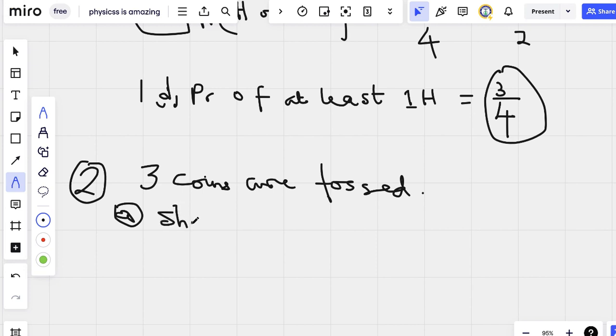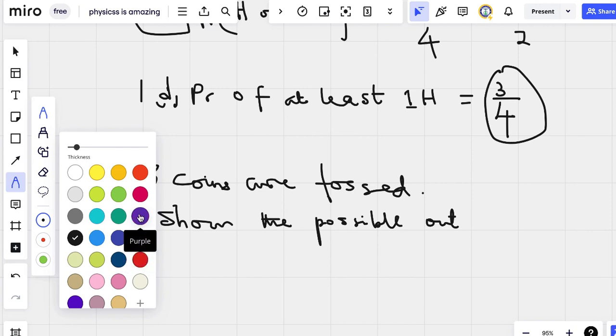But before we use the tree diagram, show the possible outcomes. Before we use the tree diagram, let's even use our common sense to itemize this. Show all the possible outcomes. Now here, if you have 3 coins, let's do it together.